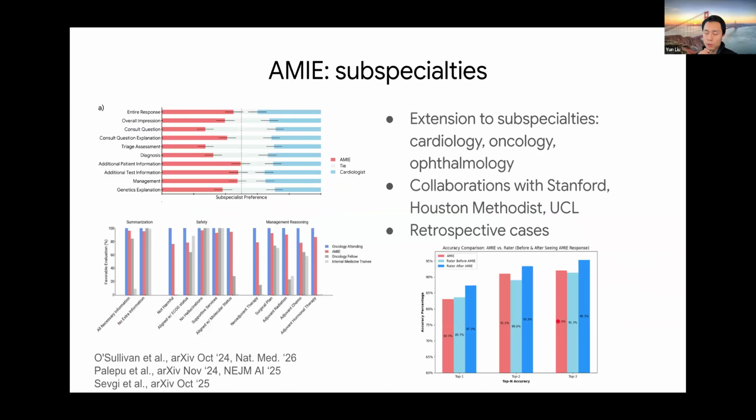All right. So those results that we just looked at were essentially based on scenarios that were created to be fairly representative of a broad range of scenarios. We've also worked with several collaborators in different institutions to understand what happens in more subspecialty-based areas: cardiology, oncology, ophthalmology. And for each of these, we have an associated report that you can look at if you are interested.